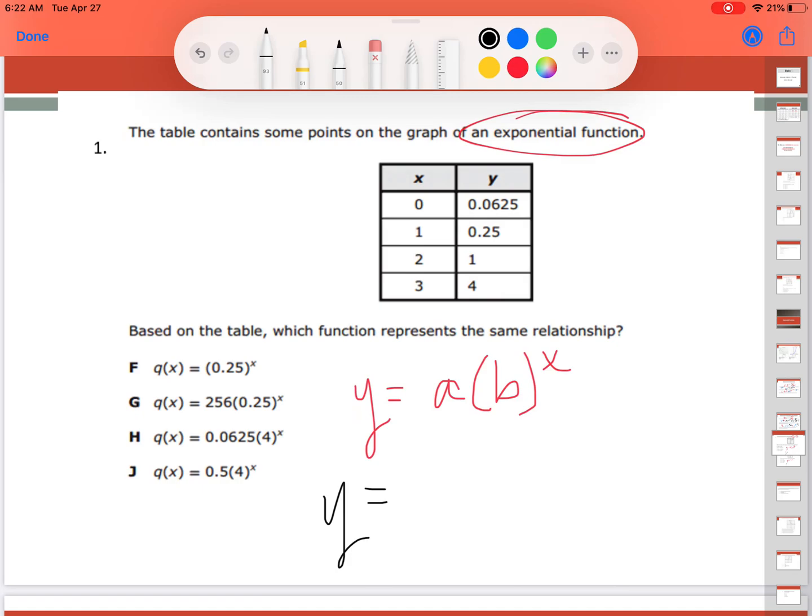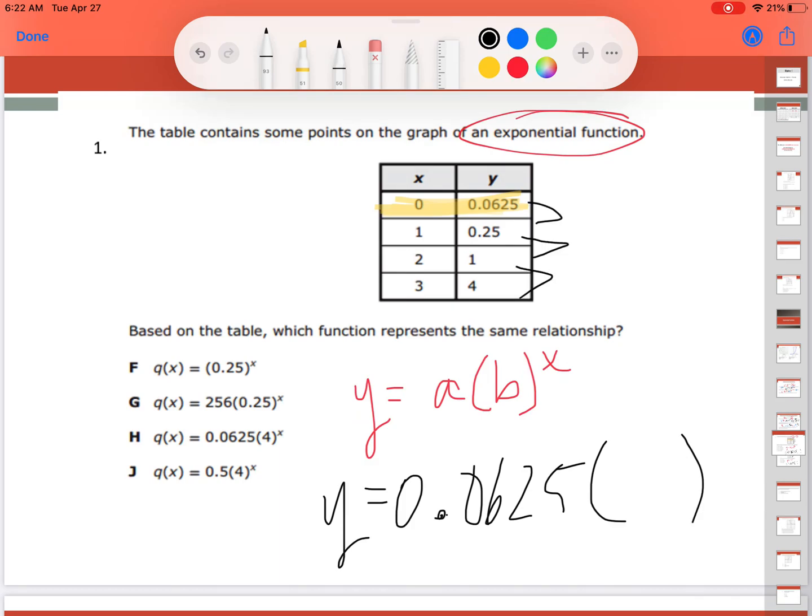So in this one here, y equals, remember our initial value is the same as the y-intercept. The y-intercept is the number with 0. So it's 0.0625. That's my initial value because it's the number with the 0. Then my multiplier, if I figure out what it's multiplying, I just use my whole numbers. 1 times 4 is 4. So my multiplier is a 4. And then in an equation, we raise it to the x. Which answer choice matches? Letter H.